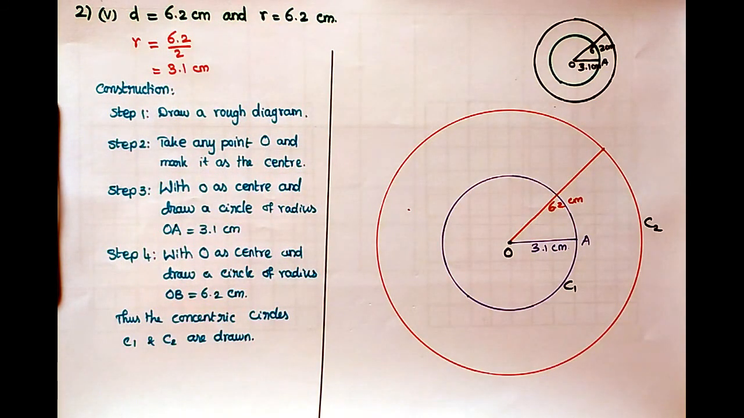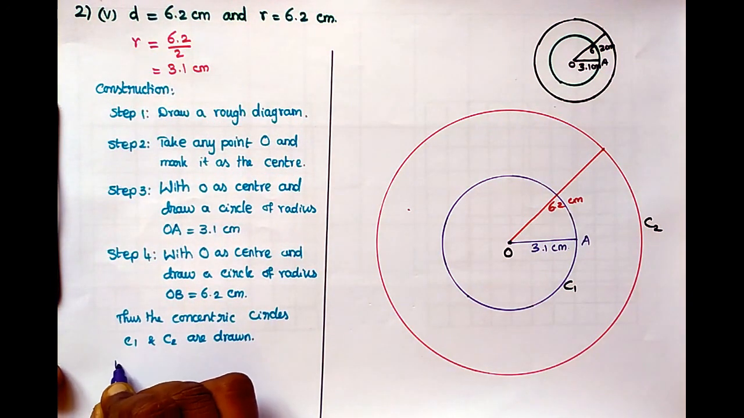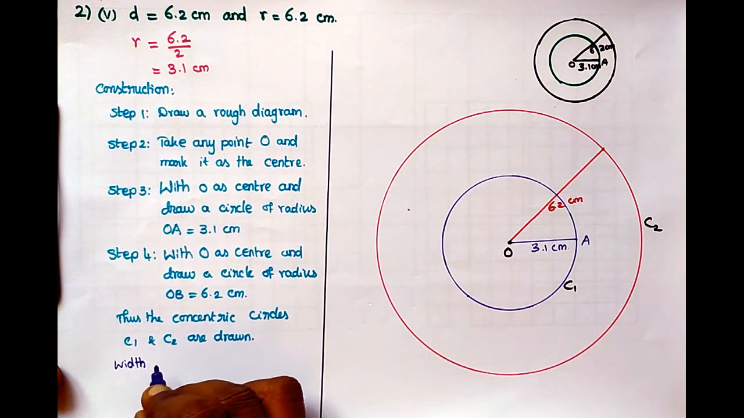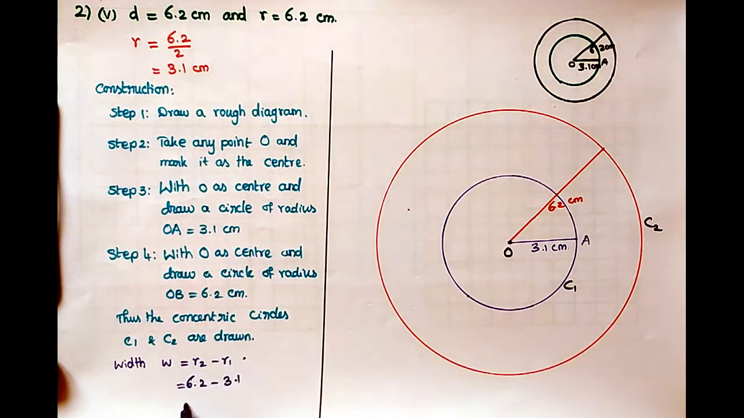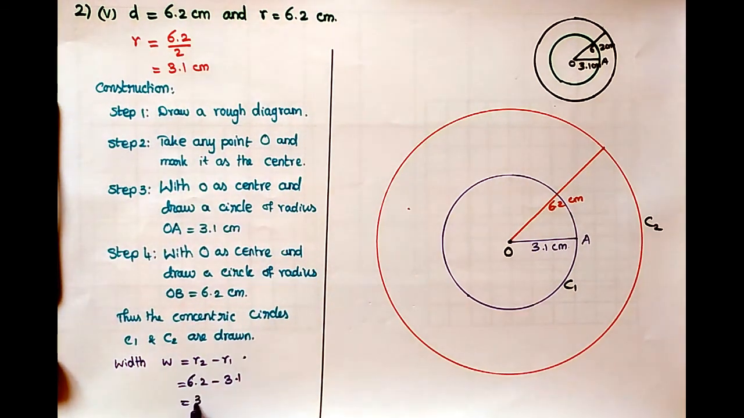Now width of this circular ring. Width W equal to R2 minus R1. R2 is 6.2 minus 3.1. We get 3.1 centimeter. That is the width. So that is the answer.